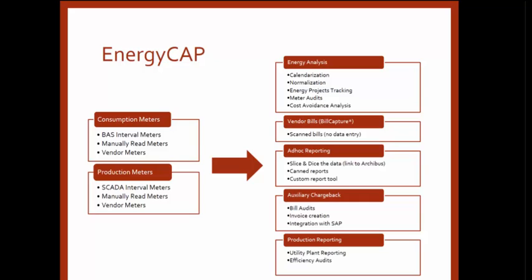So here's a general overview of how we went about implementing EnergyCAP. We took all the consumption meters, which included interval meters that were tied to our building automation system, and manually read meters, because there are some that we still have our utility technicians go out and read once a month. And then we also have meters that are provided directly as a service from our vendor, and they do not go through our utility plant. In addition, we have interval data from our production meters from the SCADA system at the utility plants. Some are manually read, and again, some are provided from vendors for the bulk purchases of commodities that we do.